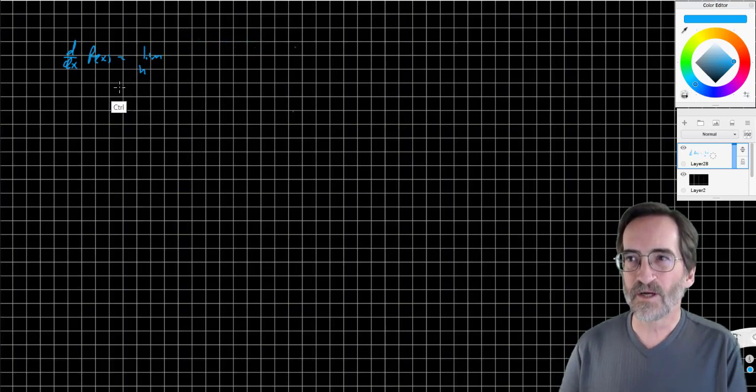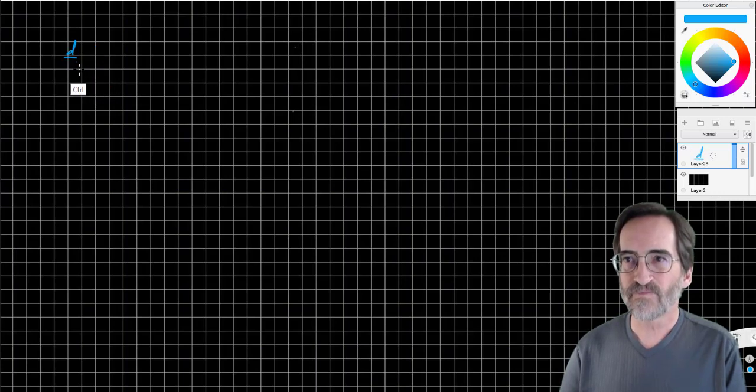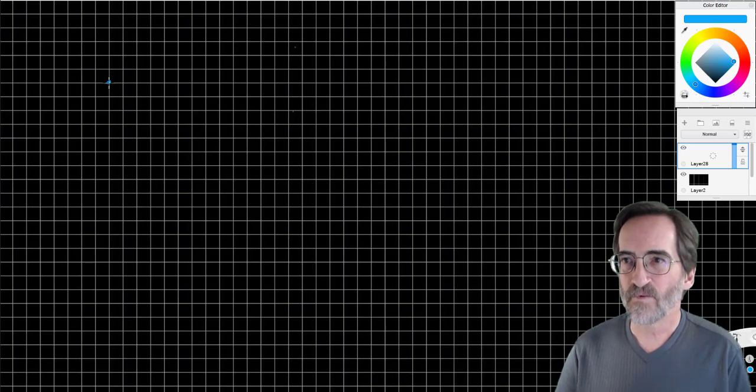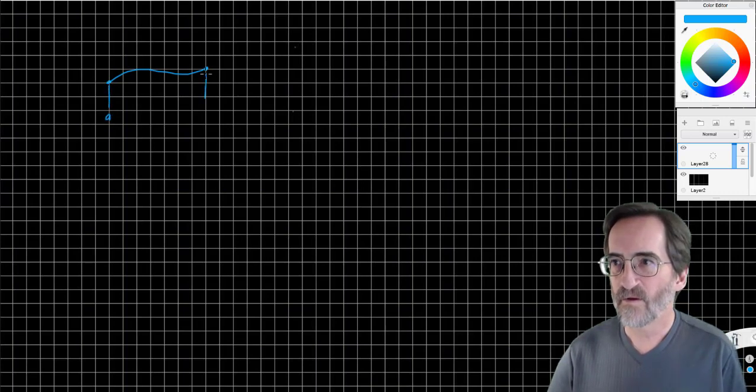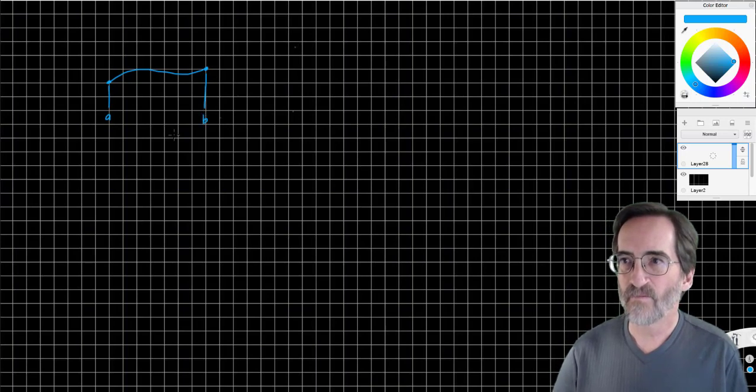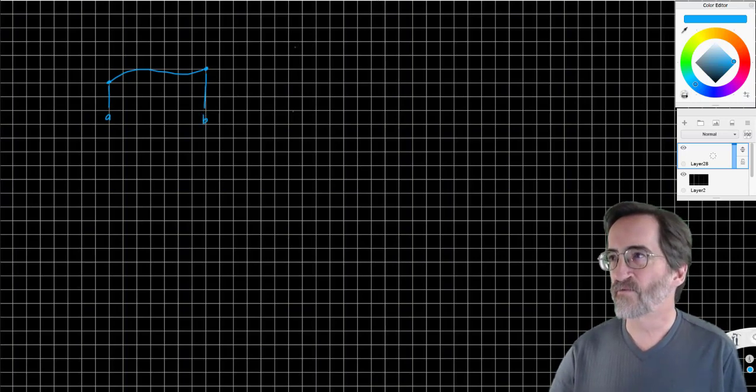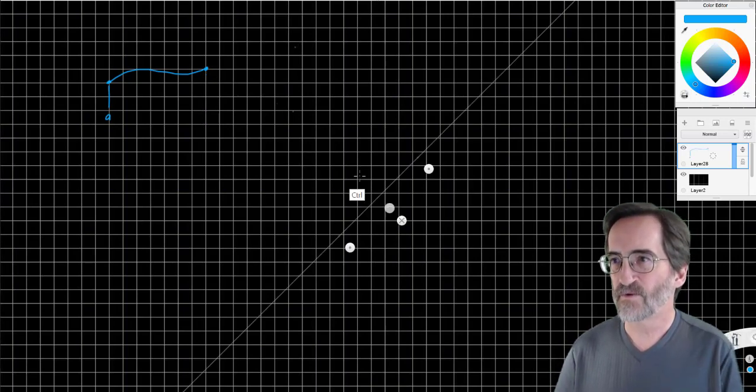Okay, and it's going to come from this concept of subdividing into rectangles. So let's say we have some function. We'll call it f of x, and it's defined on the domain from a to b. Okay, defined on the interval from a to b, and that one's not straight, so let me fix it.